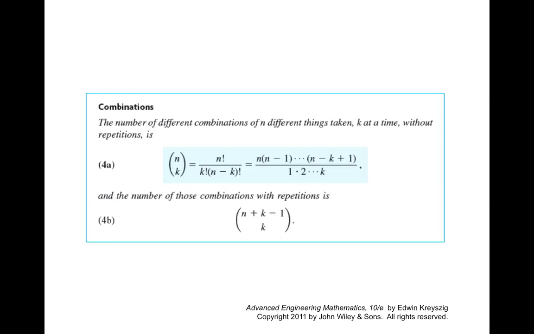The number of different combinations of n things taken k at a time without repetitions is illustrated with these parentheses, n above k. That would be n factorial over k factorial times n minus k factorial. And with repetitions, the top n is replaced with n plus k minus 1. The bottom k remains k. So we would just substitute for n factorial up here this term, n plus k minus 1, whatever that is.